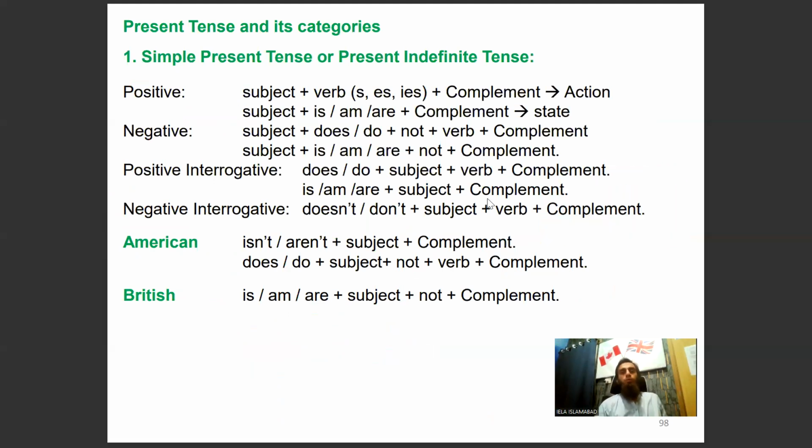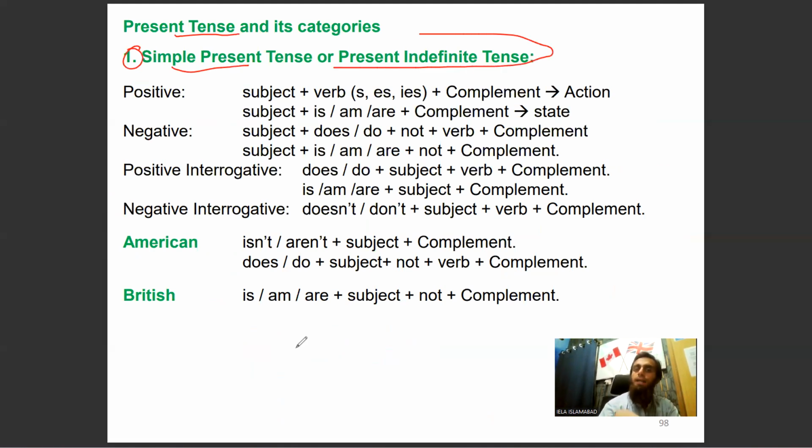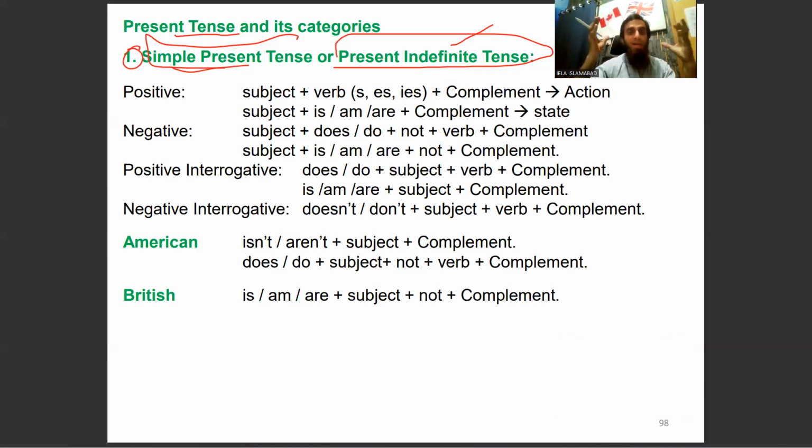Now, firstly, we will go through present and its kinds. So first of all, present tense and its categories. Number one is simple present tense, or that is also known and called present indefinite tense. We can also say it present simple tense or present indefinite tense. Now, what does it mean and how to go through it? What is the structure of present simple tense, and how we can make sentences, and what are the usage of present simple? We will understand now.